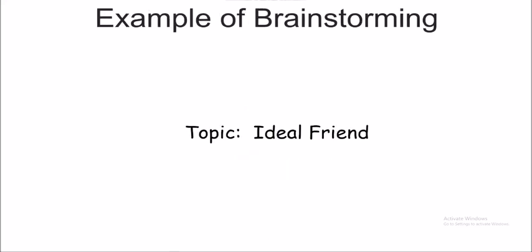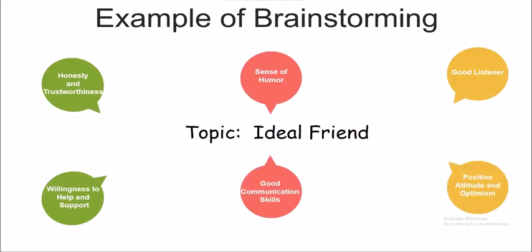Here is an example of brainstorming. The topic that I will talk about from now till the end of this presentation is ideal friend. Here are 6 ideas about ideal friends. So in brainstorming, we wrote all the ideas. It doesn't matter if they are good or bad ideas.